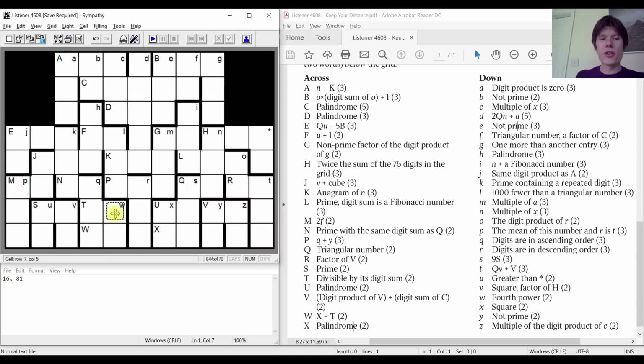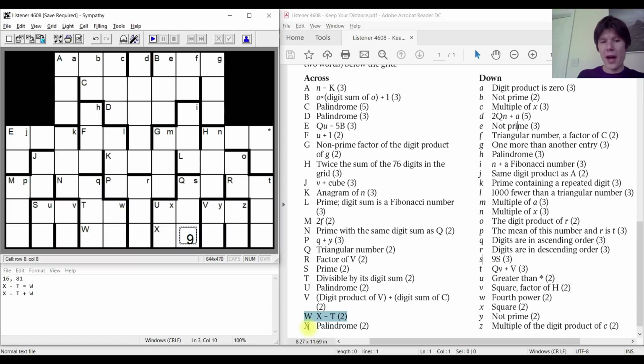Now, that's interesting because that entry also comprises the last 2 cells of big T across and big W across. And if we look at the clue for big W, we can see that big W is big X minus big T. So big X minus big T is W. But what that means is that X equals T plus W. Well, we know the last digits of T and W are either 1 and 6 or 8 and 1, and that means that the last digit of X must be either 1 plus 6, which is 7, or 8 plus 1, 9. So this digit here must be either a 7 or a 9.